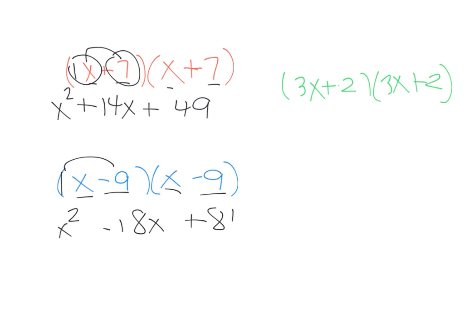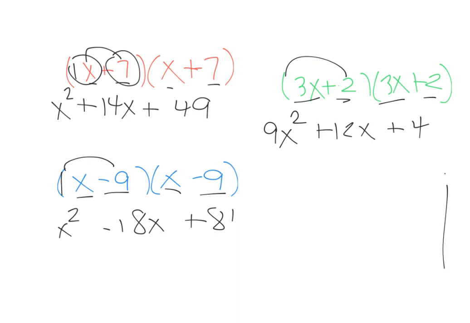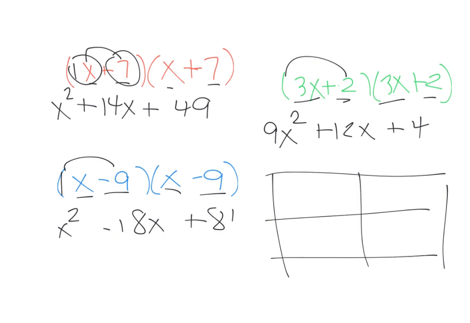Now here's the challenge one. 3x times 3x is 9x squared. 2 times 2 is 4. 3x times 2 is 6x, doubled is 12x. And if you're not comfortable, let's go ahead and prove it.